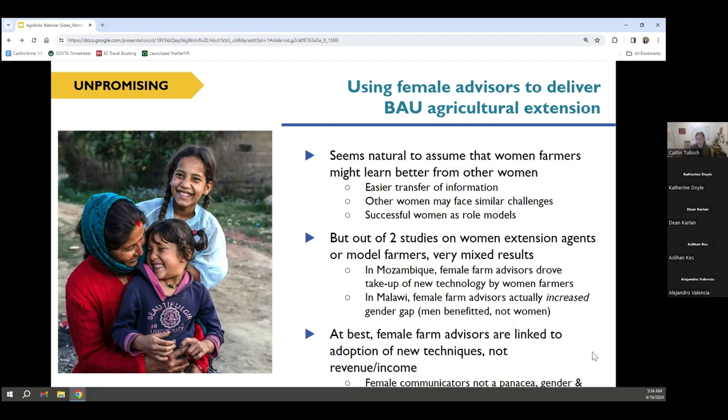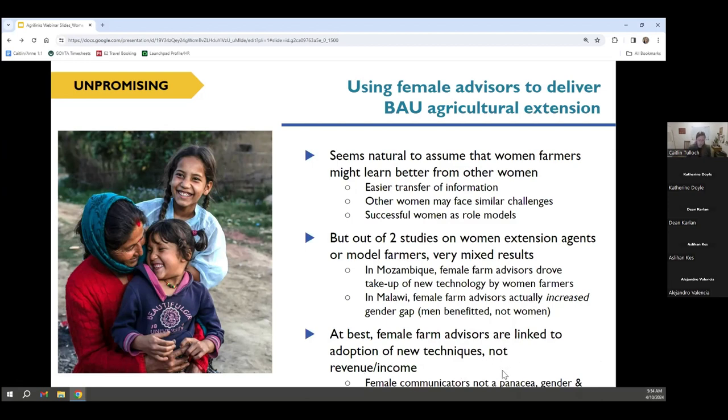And that's a wonderful paper that unpacks how information flows through social networks and what some of the reasons are for that. So the conclusion that we felt we could say is basically, at best, female farm advisors are probably linked to adoption of new techniques, but not necessarily to growth in revenue and income.